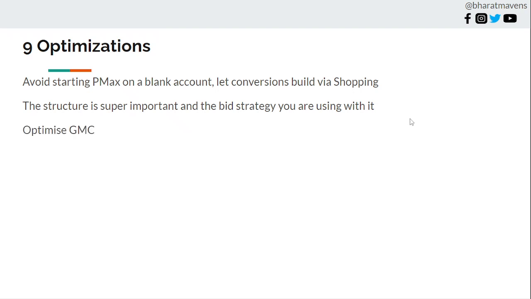Number 3, optimize your Google Merchant Center. This is the first thing we do whenever we are running a performance max campaign, or even if you are not running a performance max campaign, this is the first thing that needs to be done whenever you are running even a shopping campaign, because this is the most underrated, underappreciated feature to optimize.